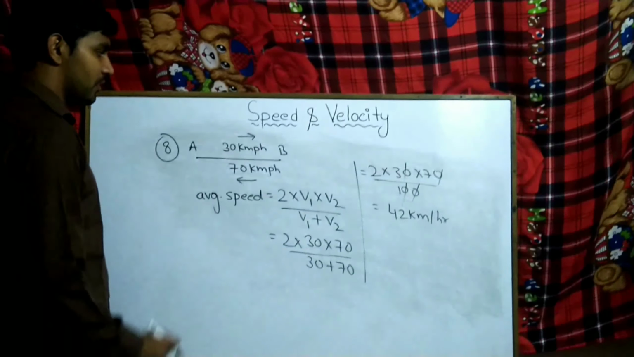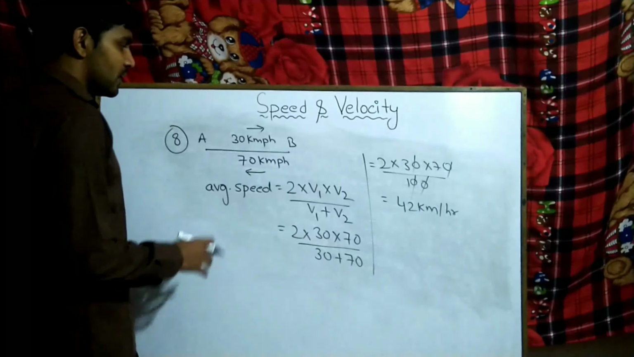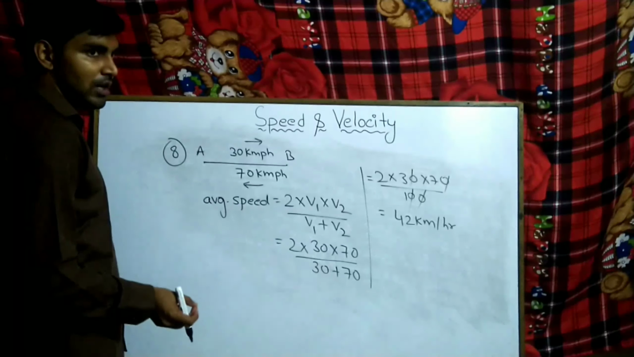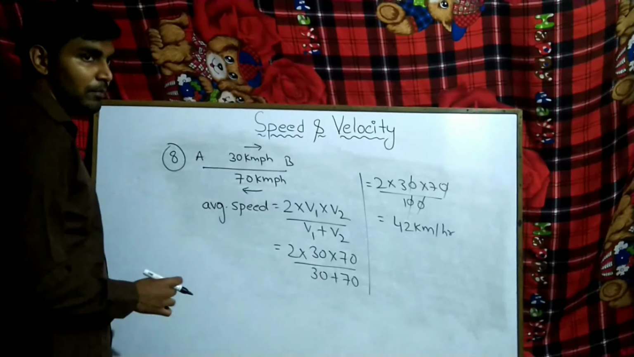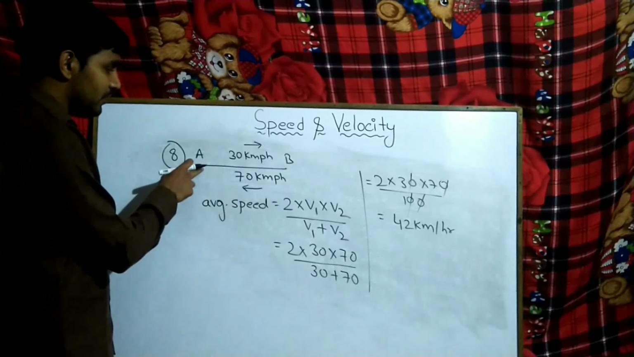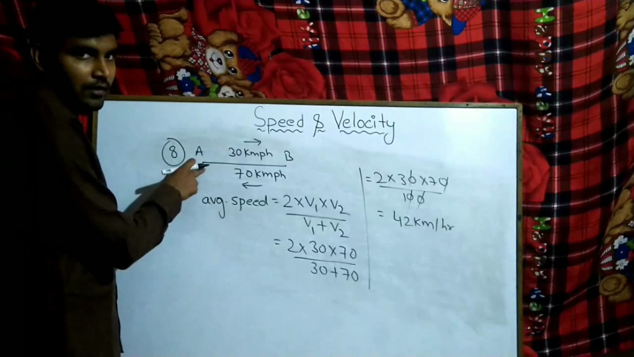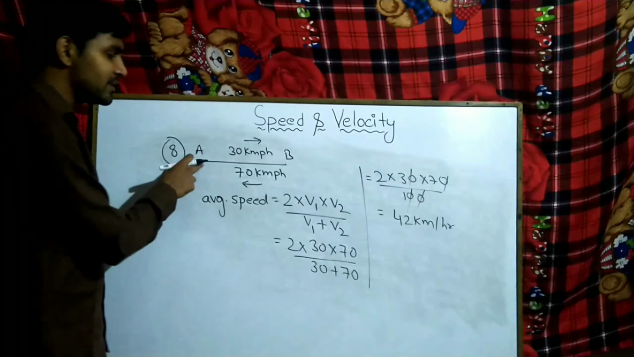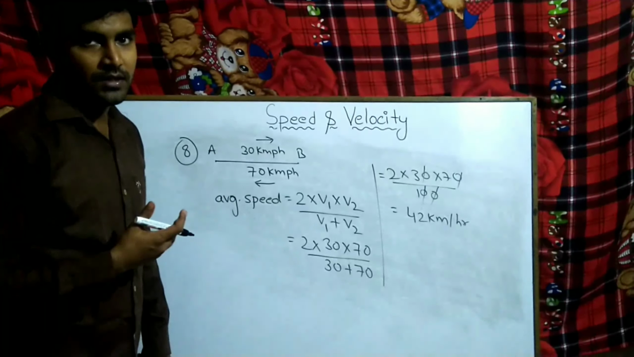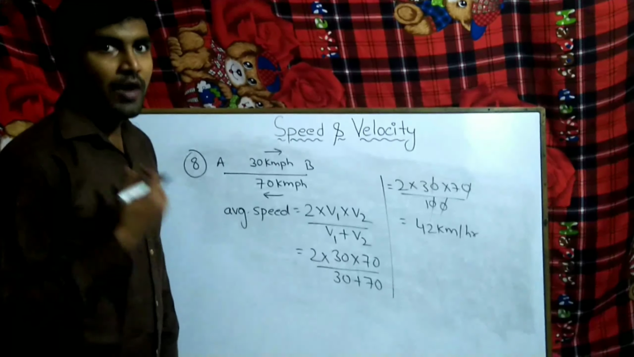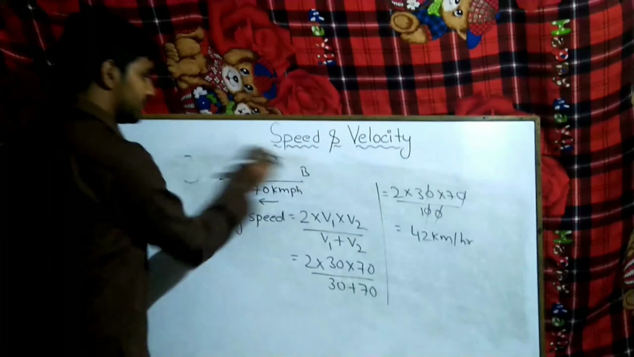You get average speed 42 kilometer per hour. But now what about average velocity? Average velocity means total displacement by total time. Total displacement means how much? It will be 0 because it came to the same position. It starts from A and it ended with A. So the displacement is 0. If displacement is 0, then average velocity also becomes 0. Okay. So average velocity is 0.